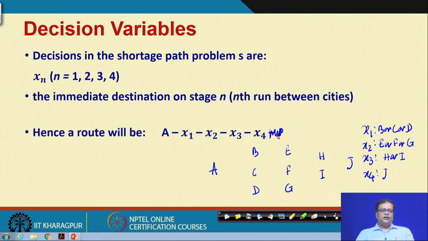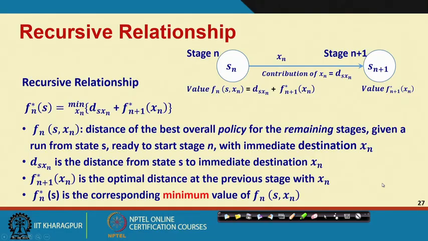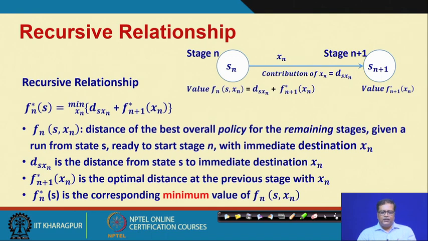Hope it is clear that we decide the stages, we decide the states and we decide the decision variables, and with the help of the decision variables we can find the optimal path. So that is how it goes. Now that we know this, let us see the recursive relationship. Now, this is very important.